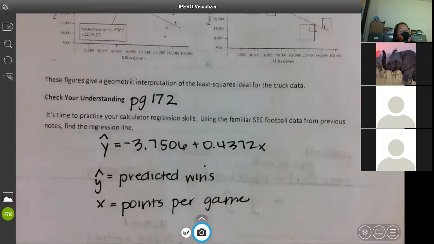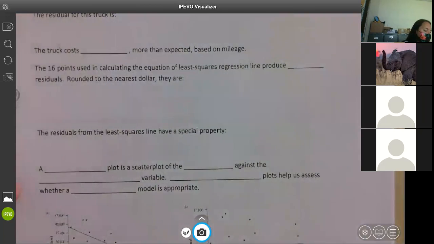Keep going. What's your y-intercept? Negative 3.7506. Somebody on Zoom interpret that. It's the predicted amount of wins for a team that scores 0 points. Yeah. So is there a chance that they could win -3 games? No. So this is a little bit unrealistic, but something is throwing that data off, and we'll talk about that later on. Good job. Make sure you know how to predict, okay?